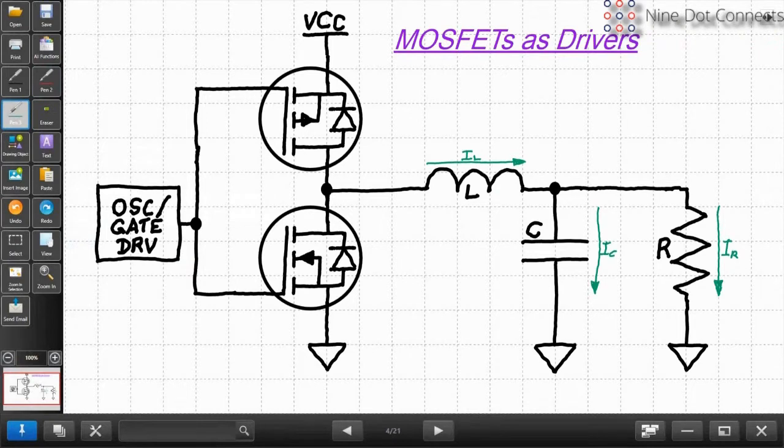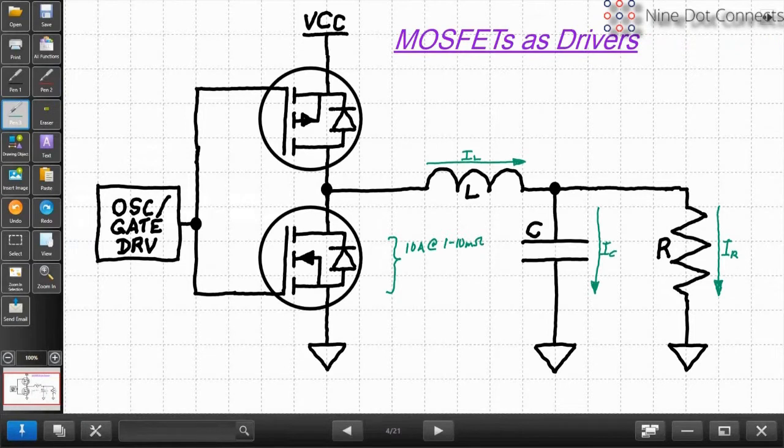A typical MOSFET can be down at 10 amps. They can go up to over 100 amps now, and they have on resistances in the range of 1 to 10 milliohms on.